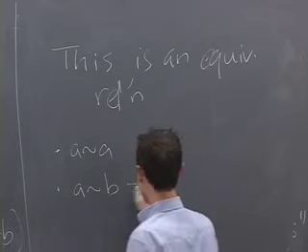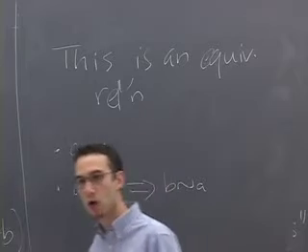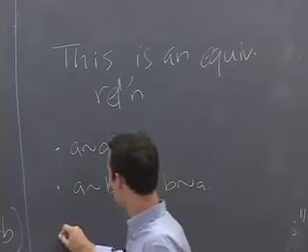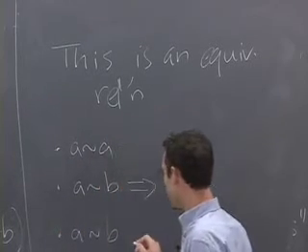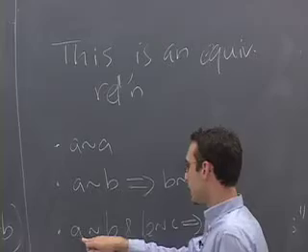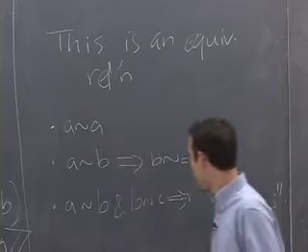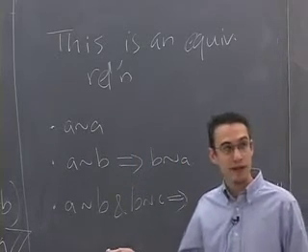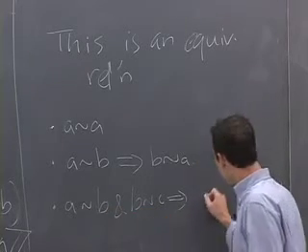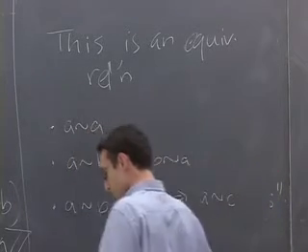If a is related to b, then certainly b is related to a, because what does this mean? Well, a minus b is a multiple of n, but then b minus a is certainly also a multiple of n, so b is related to a. And finally, if a is related to b and b is related to c, then this means a minus b and b minus c are in nZ, are multiples of n. And if you add a minus b and b minus c, you get a minus c. So a is related to c. So this is definitely an equivalence relation.